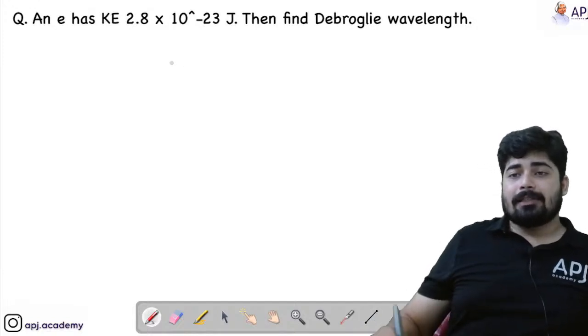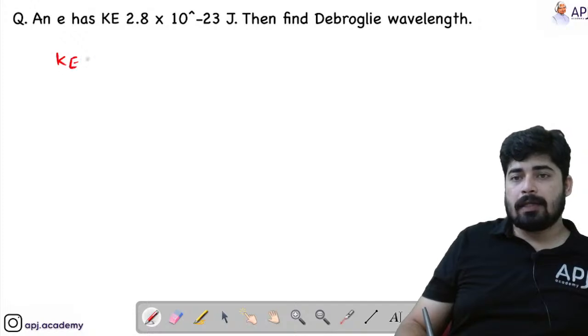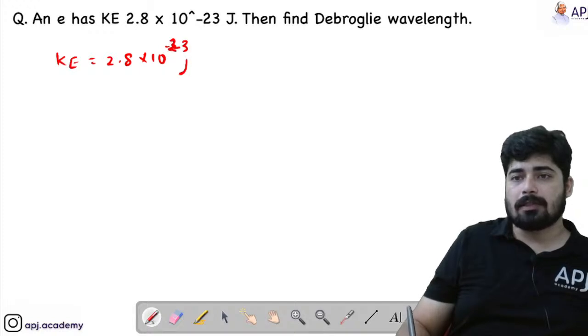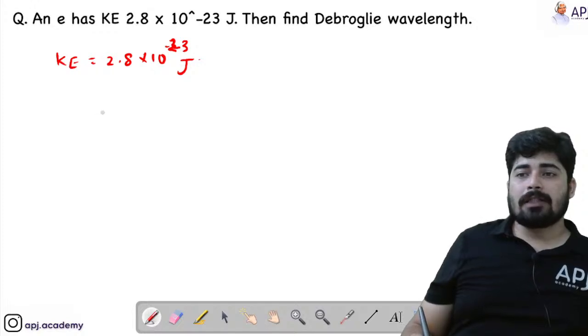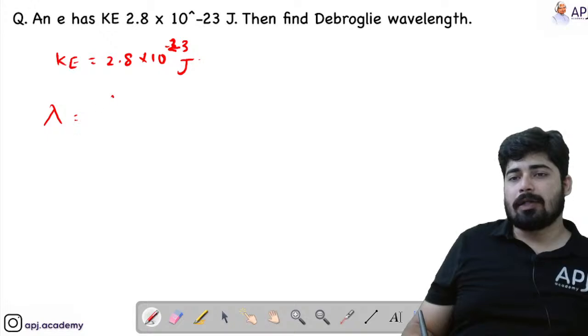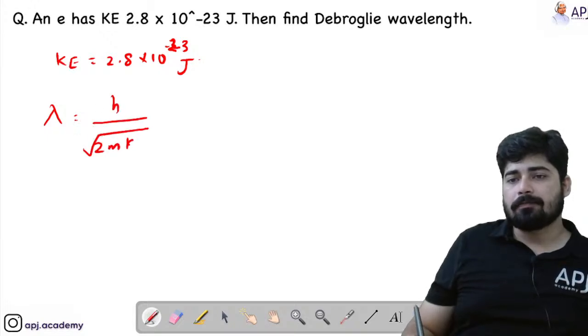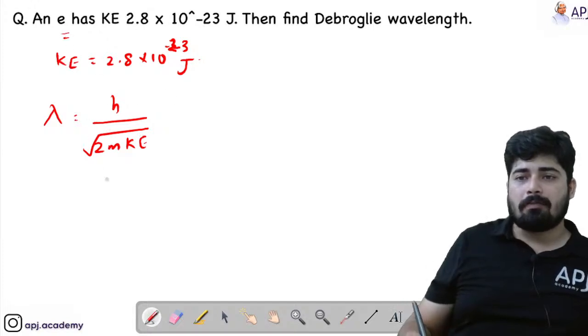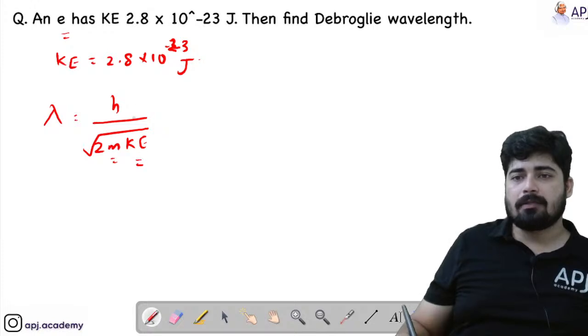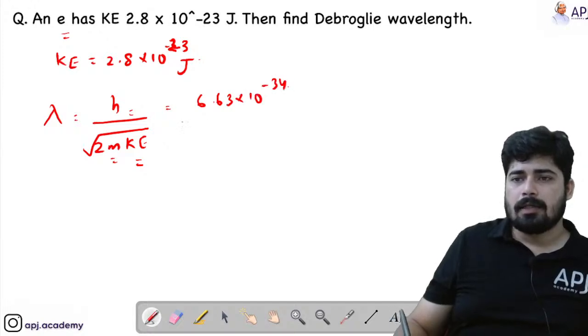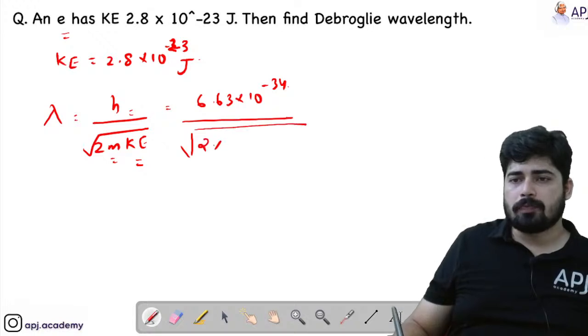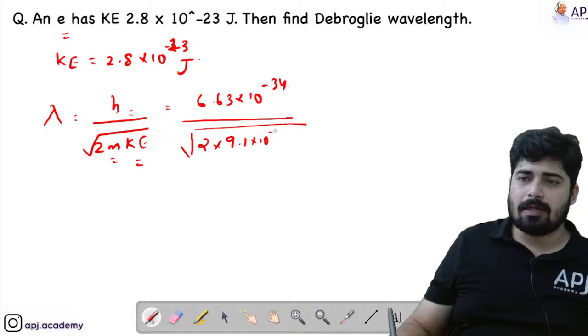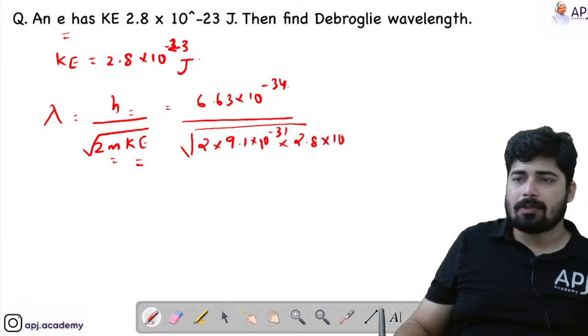An electron has kinetic energy given as 2.8 into 10 raised to minus 23 joules. We have to find out the de Broglie wavelength. We know the equation lambda is equal to h by root of 2mE. Since it is an electron, we know the mass, and the kinetic energy value has been given. h is a constant. So by applying all the values, we get 6.63 into 10 raised to minus 34 divided by root of 2 into mass of electron, 9.1 into 10 raised to minus 31 kilogram, into kinetic energy, 2.8 into 10 raised to minus 23 joule.